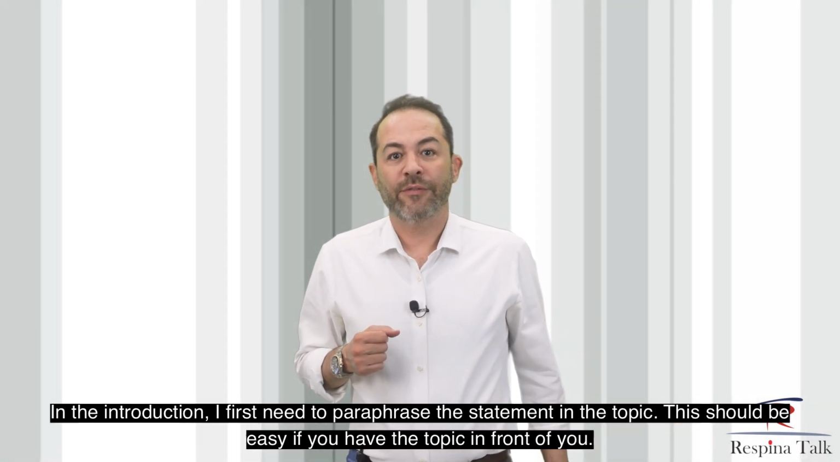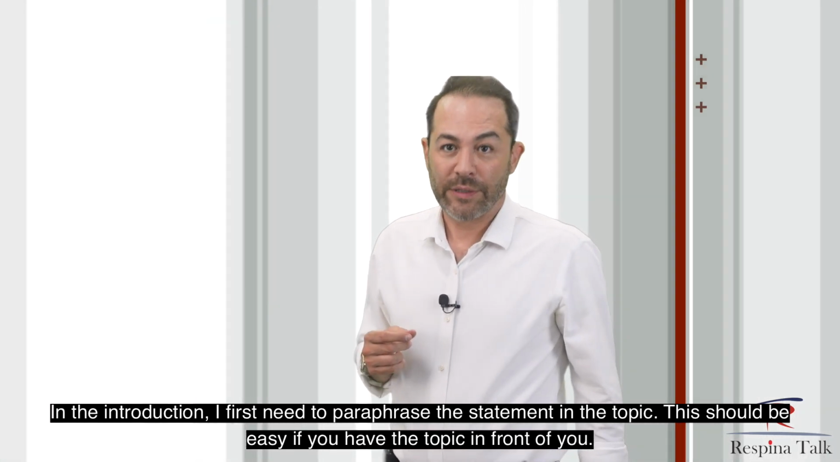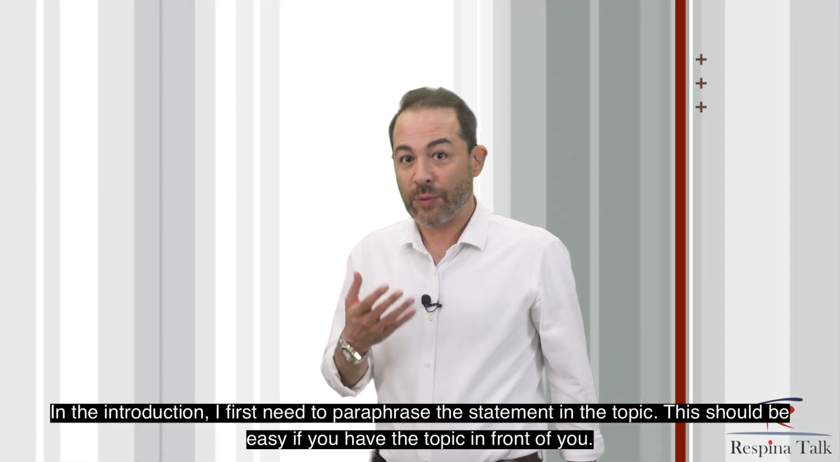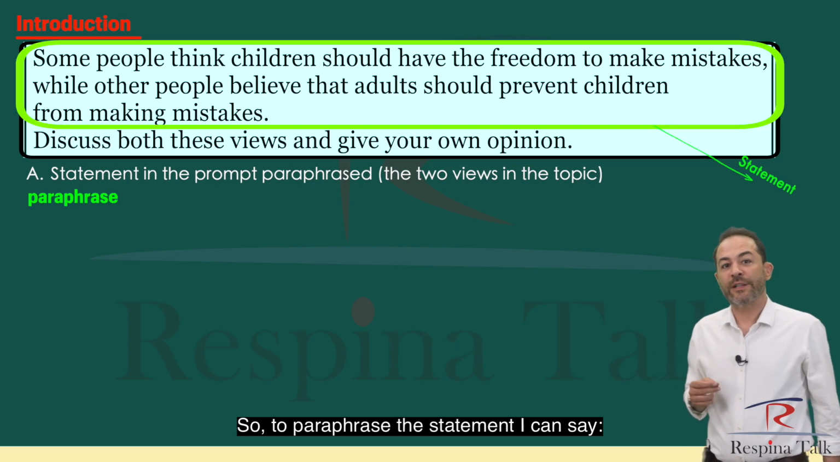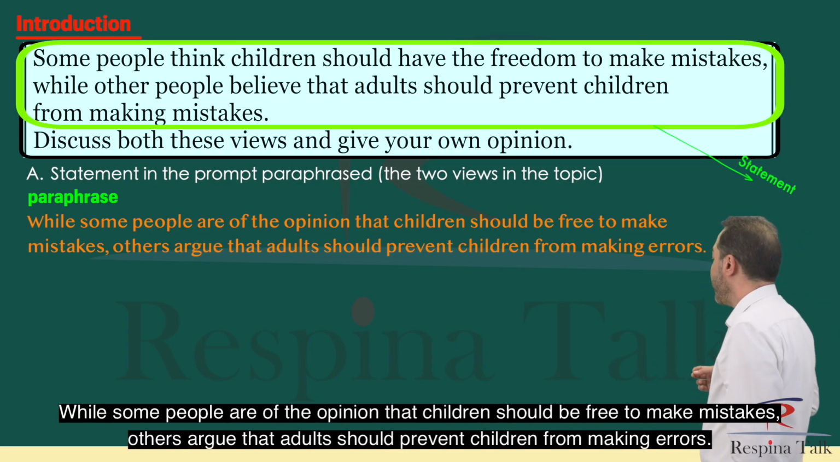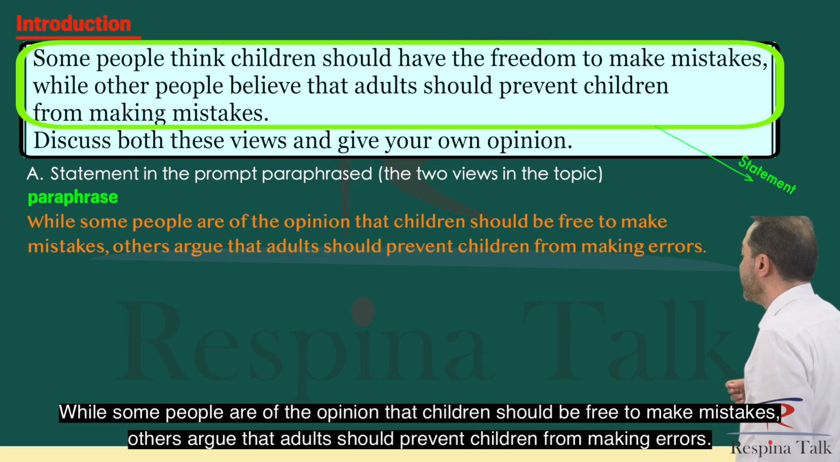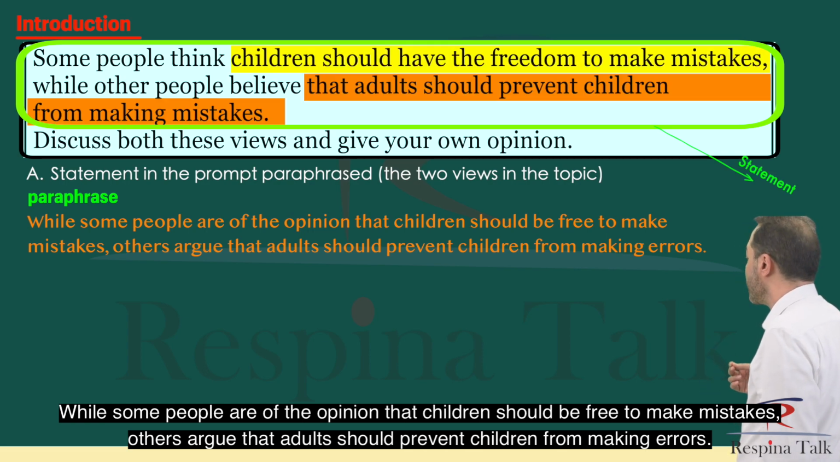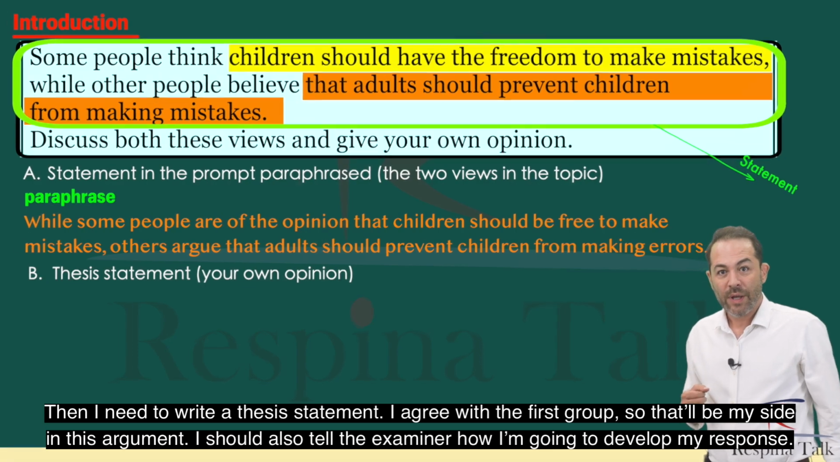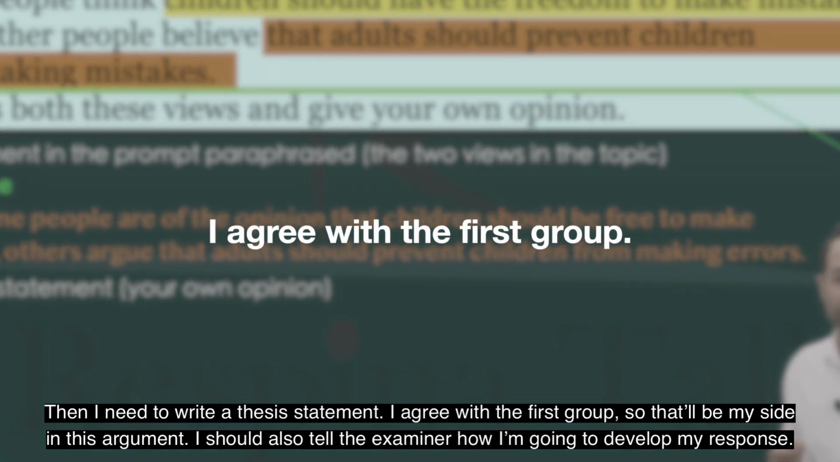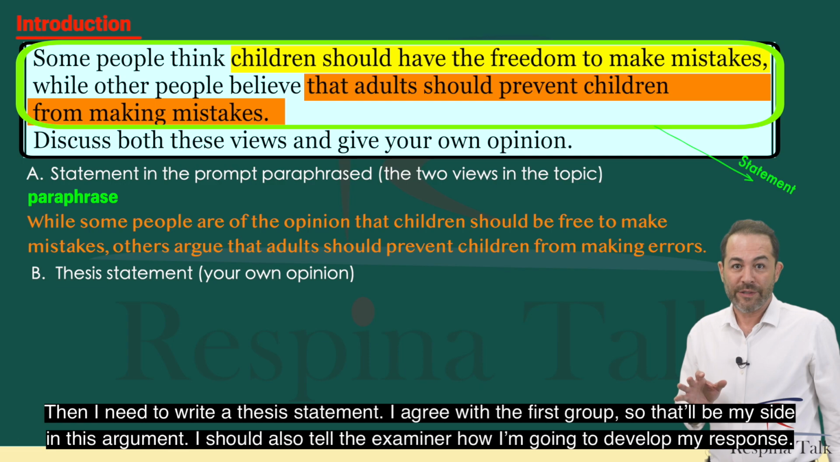In the introduction, I first need to paraphrase the statement and the topic. This should be easy if you have the topic in front of you. So, to paraphrase this statement, I can say, while some people are of the opinion that children should be free to make mistakes, others argue that adults should prevent children from making errors. Then I need to write a thesis statement. I agree with the first group, so that will be my side in this argument.